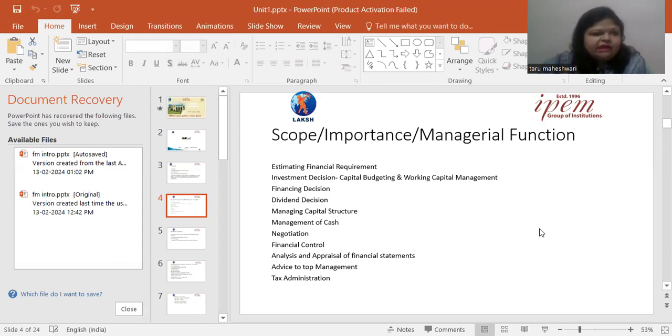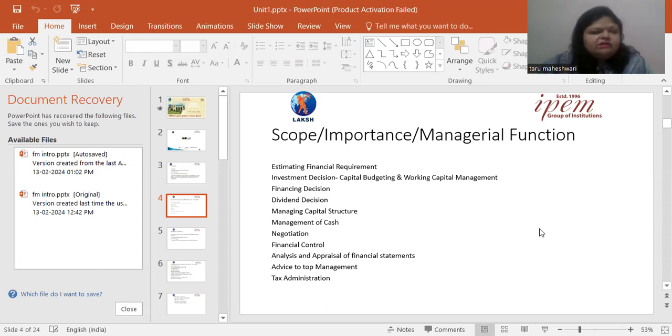Next is the management of cash. Cash should not be in scarcity and should not be in abundance. This is another concern area, because if the company has more liquidity, then profitability will suffer. If the company has more profitability, then liquidity will suffer. So there should be a balance between profitability and liquidity. Because if the company has a crunch in liquidity, it has to bear a high cost of capital. And if the company has invested everything, then the company has haphazard financing.